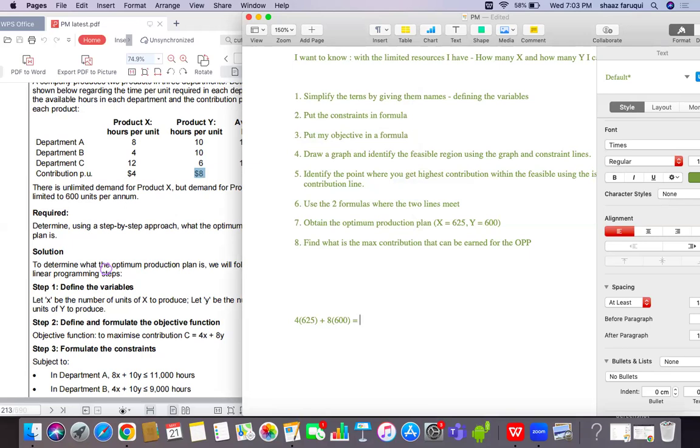4 into 625 is 2,500. And 8 into 600 is 4,800. Therefore, the max contribution is 4,800 plus 2,500, which is 7,300. This is the maximum contribution you can make. Try any other mix, I challenge you. You will not be able to get more than this contribution within the feasible region. This is 625 Xs and 600 Ys.